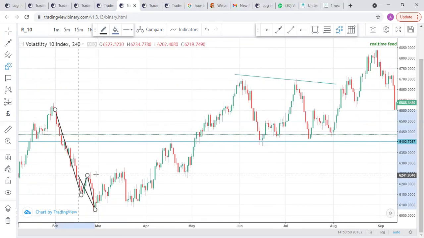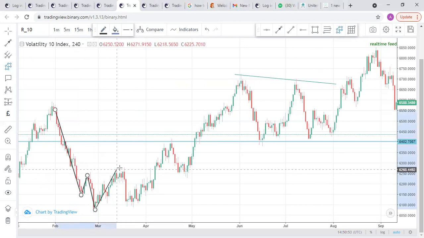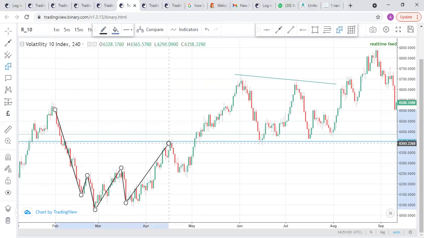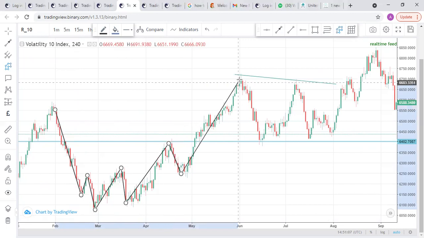Look at this structure has been broken. That structure has been fully broken. Then the market will always return. And what did you see? Creating higher lows. The market keeps on creating higher lows.